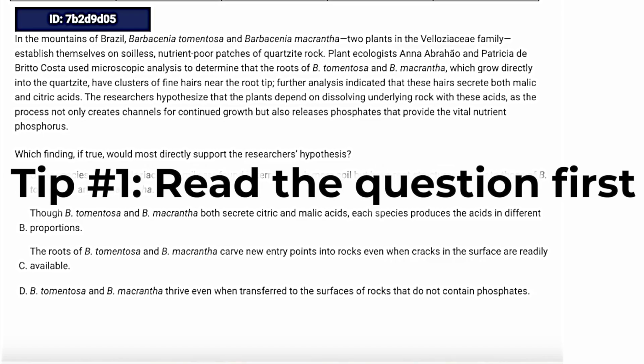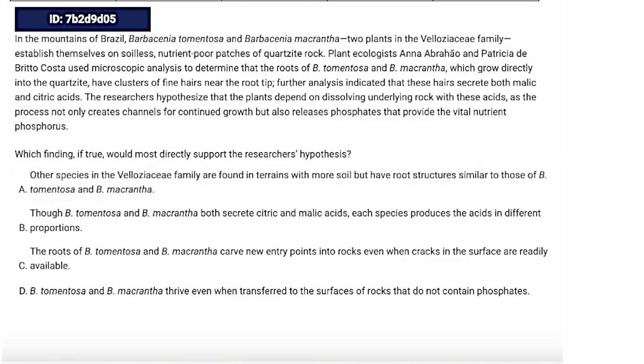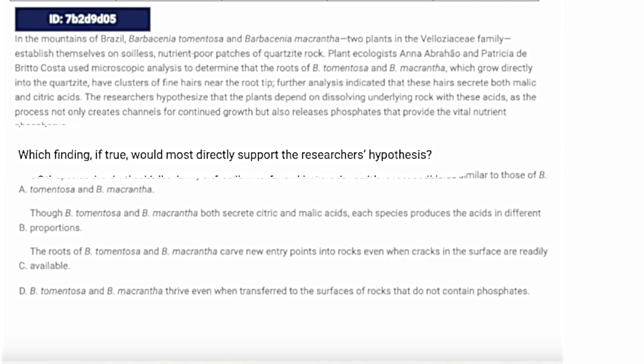Why do we do that? Because we want to read these passages with purpose and not for meaning. So a lot of these words you're not going to understand, but that's okay as long as we know what we're searching for with our question. So let's read our question and see what purpose we're going to be reading this passage with.